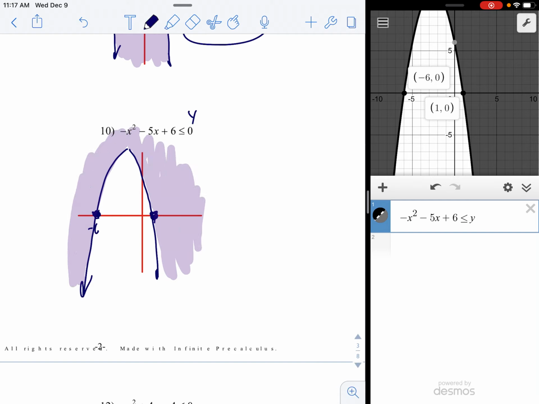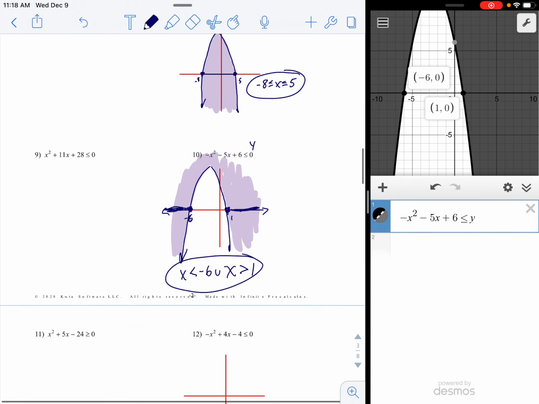So where is the x-axis shaded? It's shaded that direction and that direction. There is no shading here. So we've got x is less than -6 for this arrow. That was a -6. And this arrow, x is greater than +1. And then you put the little union in between them, and that should be the answer.